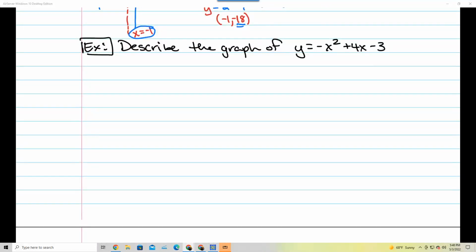So the first thing, you know what? Let's go ahead and start describing. I know my a is -1, and since my a is -1, then that means this is going to be concave down because it's negative.